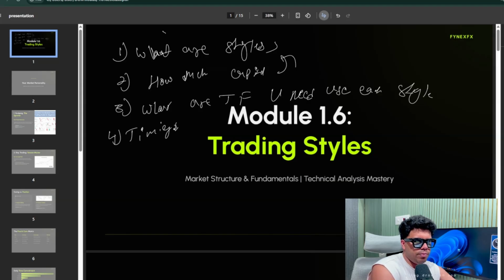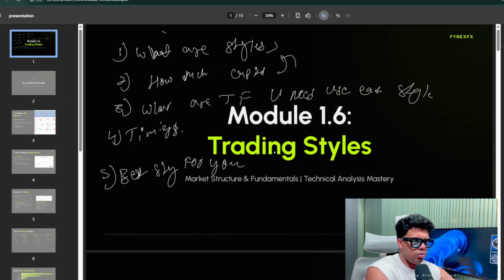If you have extreme amounts of time to spend in markets, which style suits you? If you're a busy person, if you're in a working profession, there are different styles for you in trading. So the fourth one, you're going to understand the timings. And the fifth, you're going to choose the best style for you. At the end, you are going to choose the best style for you in trading.